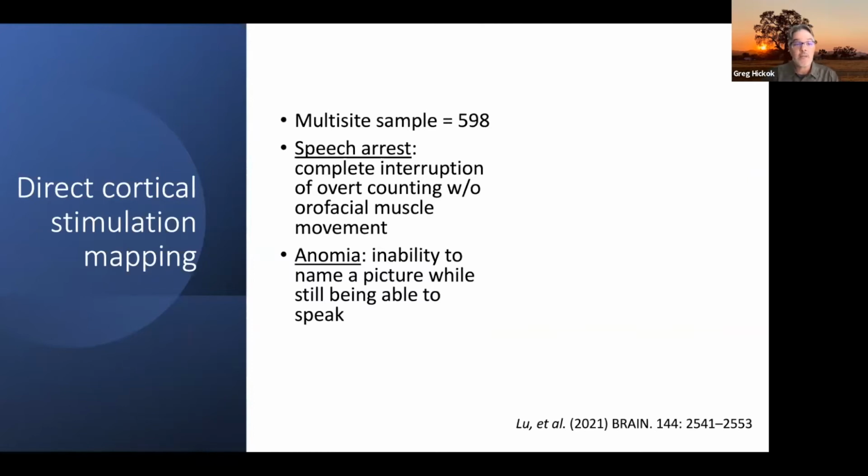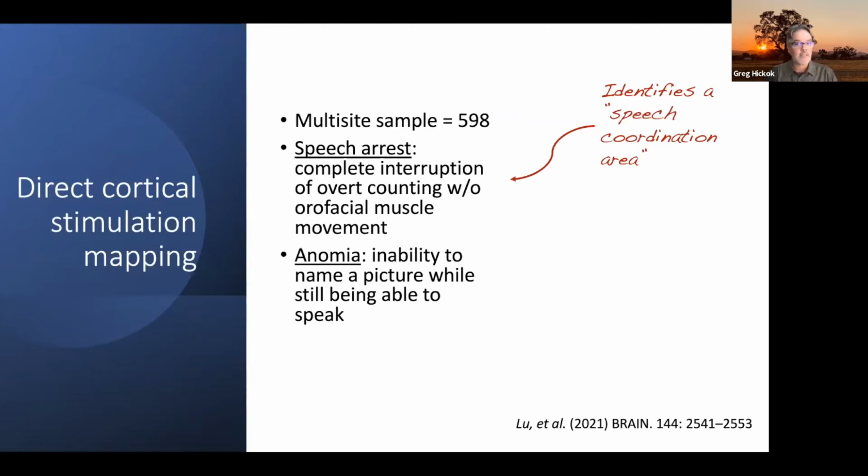Next, we turn to evidence from direct cortical stimulation mapping. I think the definitive study came out just this year. It's a multi-site retrospective sample of almost 600 patients. They mapped two disruptions: speech arrest, which is the complete interruption of overt counting without oral facial muscle movement. So essentially, this is kind of a speech coordination deficit in the sense that it seems to be relatively low level. You get a complete interruption, but you don't get any after discharges in motor areas causing twitches.